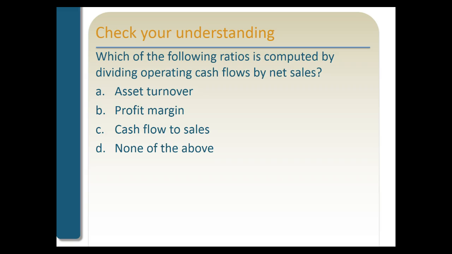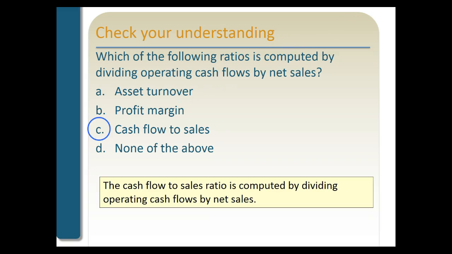Let's check your understanding with another question here. Which of the following ratios is computed by dividing operating cash flows by net sales? Do you have any ideas there? The cash flows to sales ratio is calculated by dividing the operating cash flows by net sales.